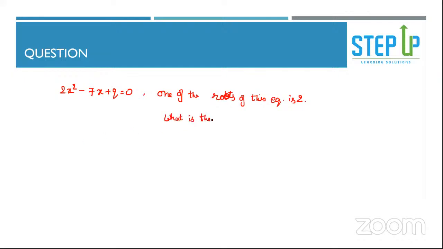Okay, I would like to share one more question with you. There is an equation 2x squared minus 7x plus q is equal to 0. One of the roots of this equation is 2. What is the other root? Your options are 1 by 3.